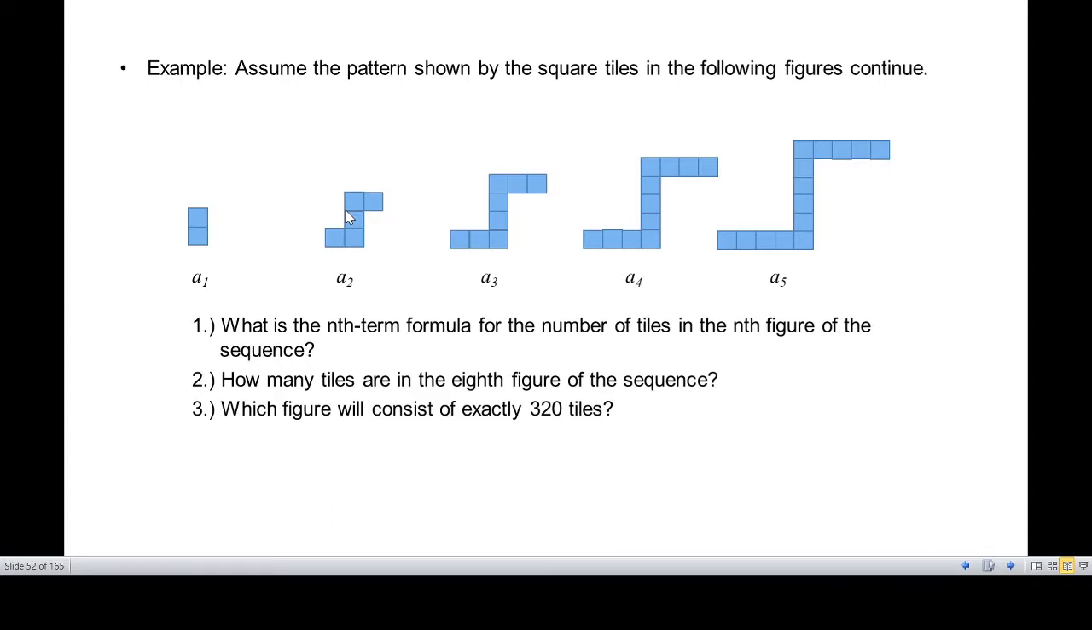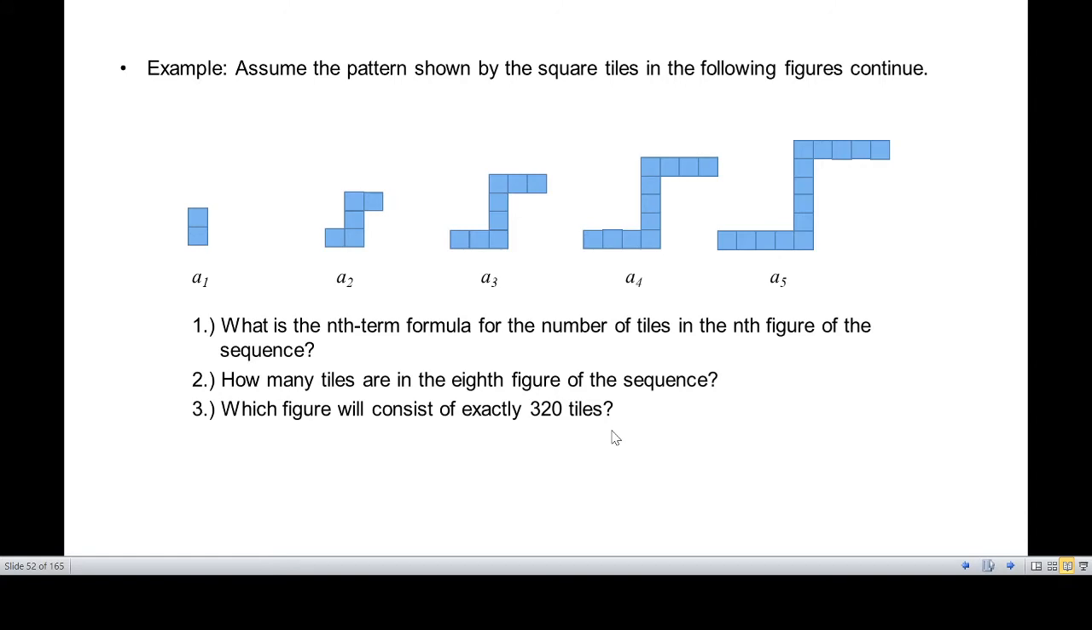Assume that the pattern shown by the square tiles in the following figures continue. In the first figure, you have 2 tiles. In the second figure, you have 5 tiles. In the third figure, you have 8 tiles, and so on. The first question, what is the nth term formula for the number of tiles in the nth figure of the sequence? Second question, how many tiles are in the 8th figure of the sequence? The third question, which figure will consist of exactly 320 tiles?